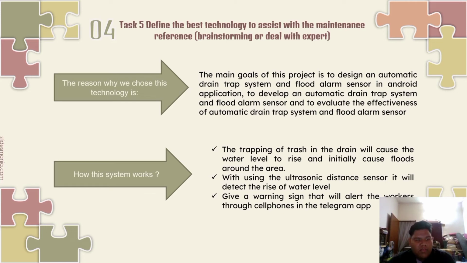So for the next one, how this system works. The trapping of trash in the drain will cause the water level to rise and initially cause floods around the area. Using the ultrasonic distance sensor, it will detect the rise of water level, then give a warning sign that will alert the workers through cell phones in the Telegram application.